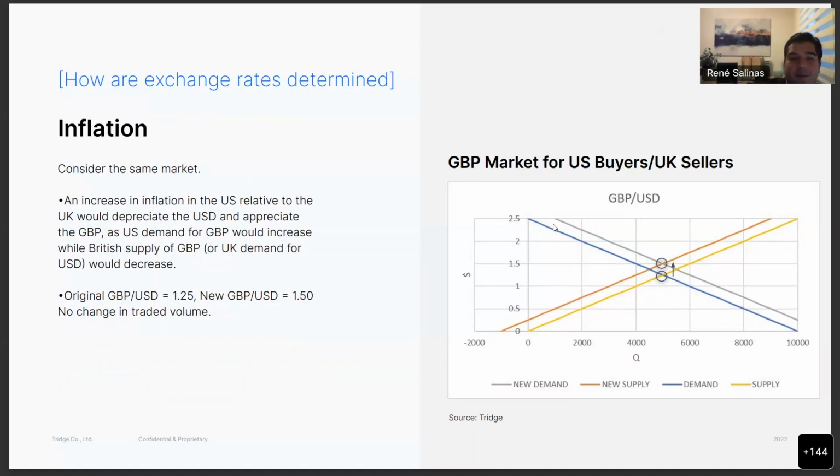Now, what happens with inflation? Let's consider the same market, US buyers of British pounds. Let's assume the inflation rate in the US increases more than that of the UK. In this case, demand for British pounds will increase because US buyers would want to buy goods where it is relatively cheaper. But at the same time, UK sellers would be willing to sell fewer pounds as they have better purchasing power now. So the overall effect would be an increase in the price of the British pound in terms of US dollars. So the British pound appreciates and the US dollar depreciates.